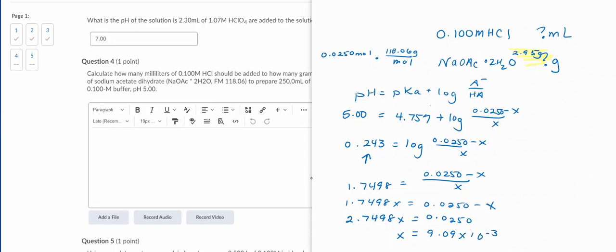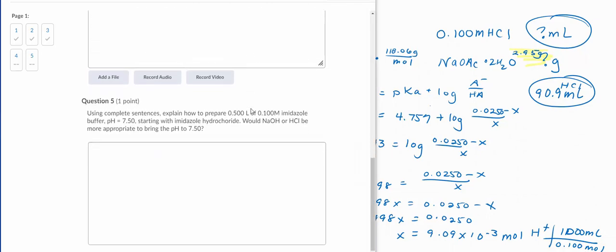Now again, what does x represent? Well, in this case, this is the moles of hydrogen that need to be added. The question is, how many milliliters? So I'm going to take these moles and divide by the concentration of my hydrochloric acid. So multiply that by 1,000, divide it by 0.1, and I get that I should be adding 90.9 milliliters of this hydrochloric acid.